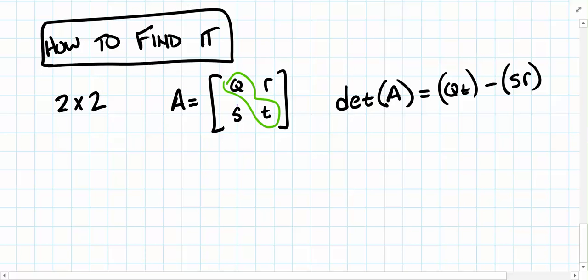It's a cross, right? Yeah, it's a cross. So multiply Q times T and get that answer. Multiply S and R, get that answer. Subtract the two. That's how we get the determinant of a 2 by 2.